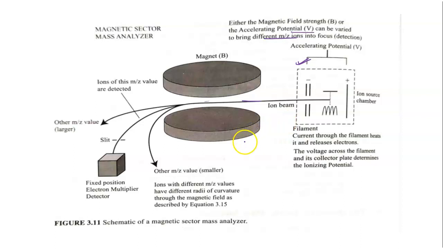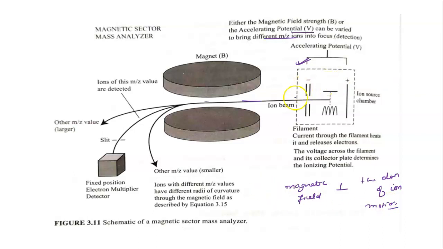Okay, so what is happening, your magnetic field is perpendicular to the direction of your ionic motion. So you can write it over here separately. You can write over here, magnetic field applied, magnetic field is perpendicular to the direction of ion motion. So that is how the working of this particular magnetic sector mass analyzer will occur.